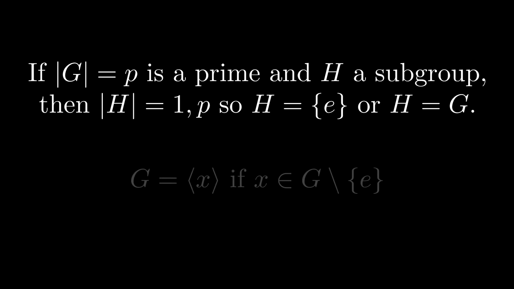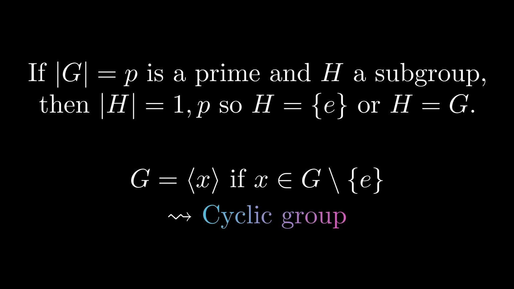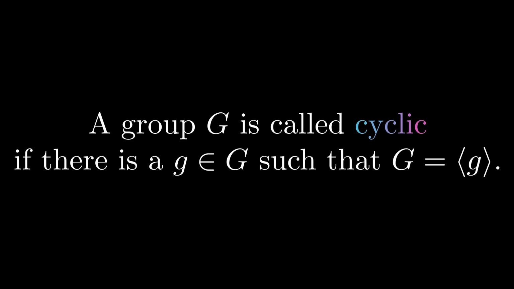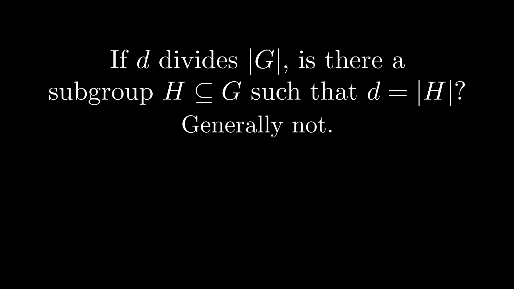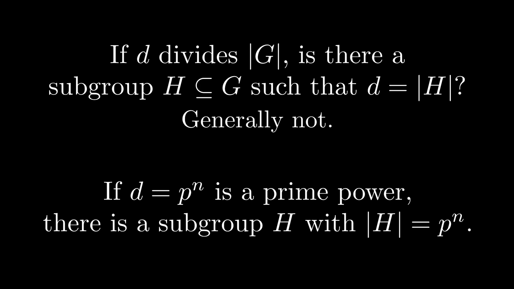This means that any element other than the identity element generates the entire group, making it a cyclic group. A cyclic group is a group generated by a single element. A natural question to ask is whether the converse of Lagrange's theorem also holds. So if some number divides the order of a group, is there a subgroup with that order? Generally, this is not the case. However, for example, when we are just looking at prime powers, this statement is true.